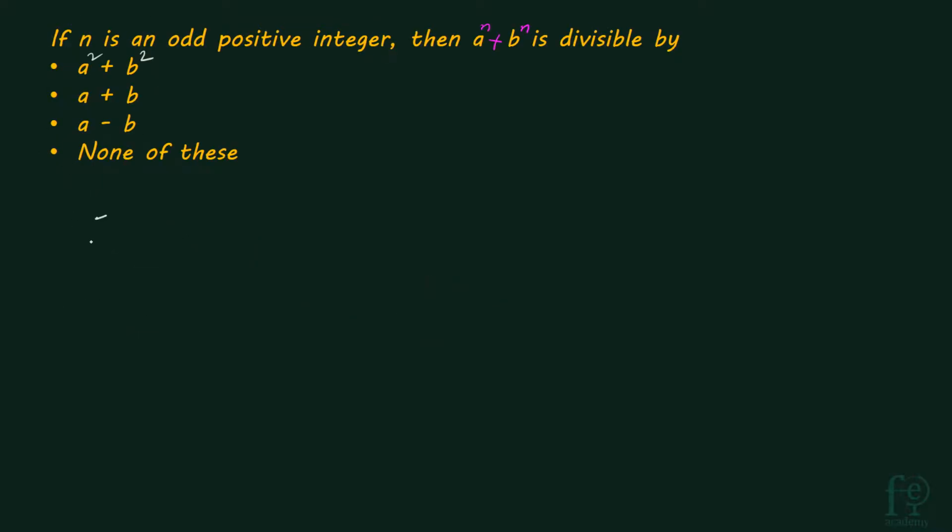Next question. If n is an odd positive integer, then a raised to n plus b raised to n is divisible by. First option a square plus b square, second option a plus b, third option a minus b, and fourth option is none of these. So what is P of 1? P of 1 is equal to a raised to 1 plus b raised to 1, which gives you a plus b. So it is divisible by a plus b. But you cannot write here a plus b straight away because there is an option none of these.